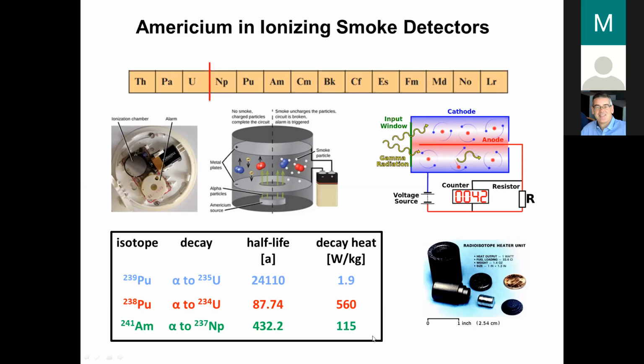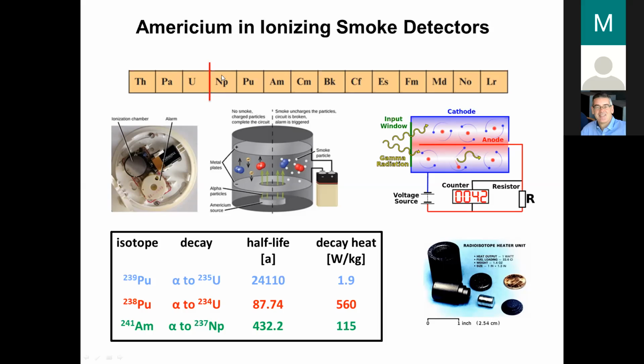Unfortunately, with a decay heat of around 115 watts per kilogram, americium is not generating enough heat for radiothermal generators, but it is also used as a substitute for plutonium to heat up circuit boards, thereby saving the more powerful plutonium for other applications.